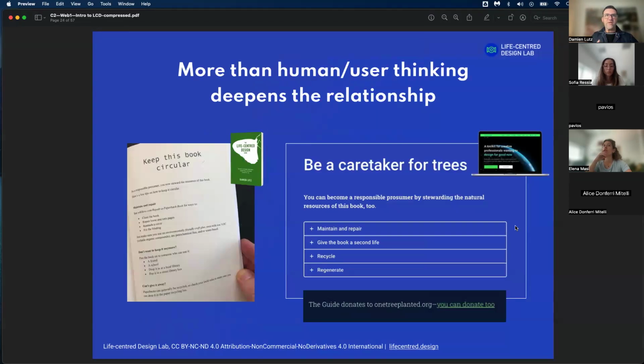And using products in a deeper way. The back of my books is about how to keep the book circular, how to maintain it. If a page falls out, use this vegan glue. What to do with it if you want to get rid of it, ways to keep it out of the rubbish, etc. And on the website, I can start to talk to people in a way that connects them with trees. Hey, if you love books, you should start to think about being a caretaker for trees, and I enable them to do that by giving them links to donate, etc.